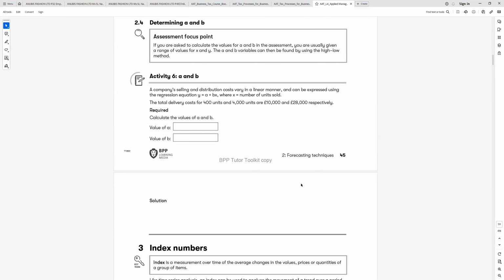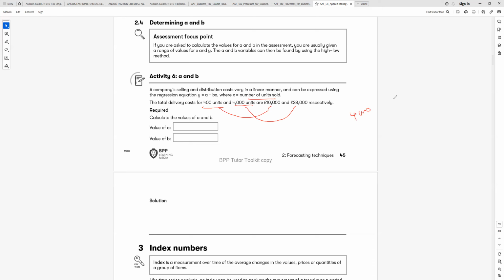All right, the next one says activity 6. Let's quickly do that as well. A company's selling and distribution costs vary in a linear manner and can be expressed using the regression Y equal a plus BX, where X is the number of units sold. Okay, that's not a problem. But we need a variable cost and a fixed cost. The question didn't tell us anything. So the total delivery cost is 10,000 for 400 units and 28,000 for 4,000 units. That means we need to find it out by using the high-low method, because they didn't tell us how much is the variable cost, how much is the fixed cost. So let's do it.